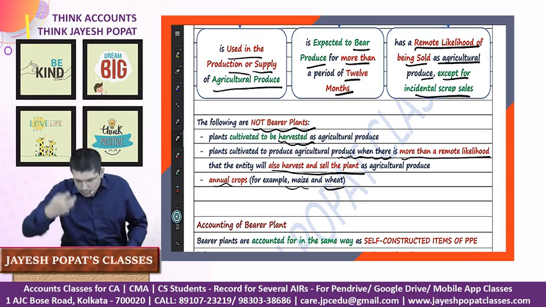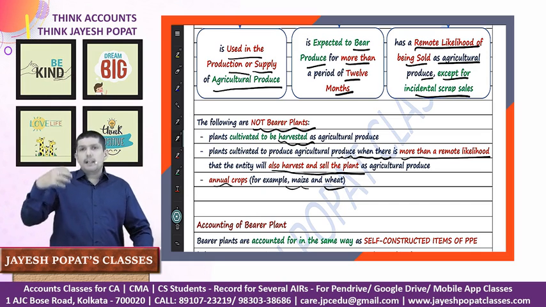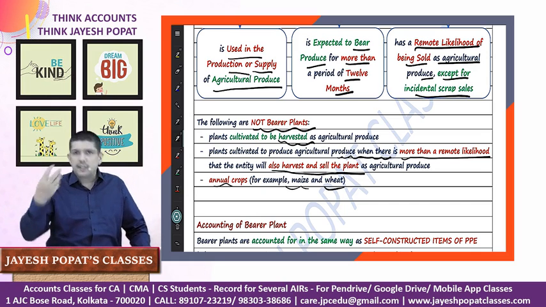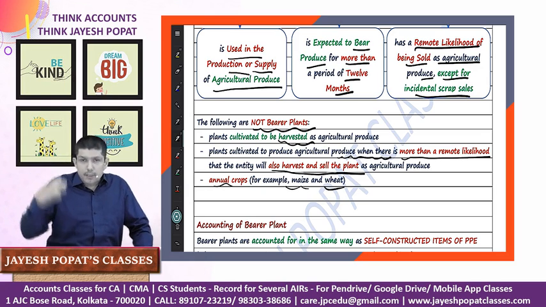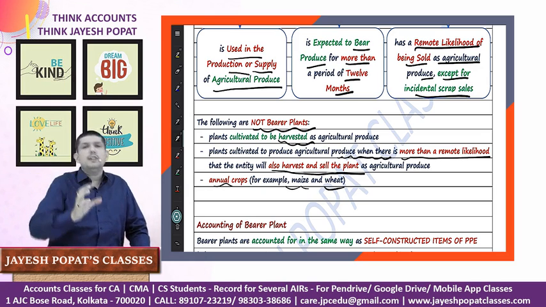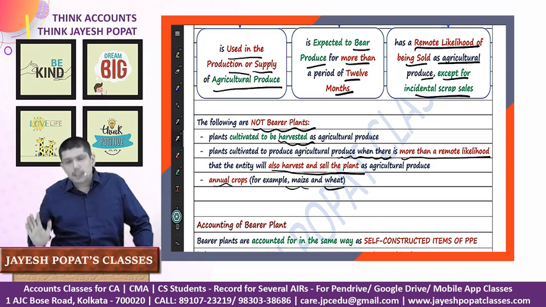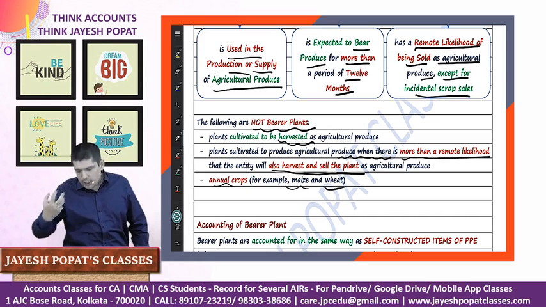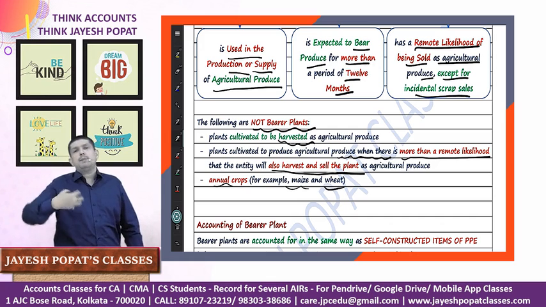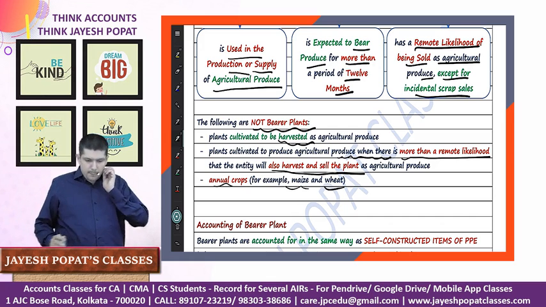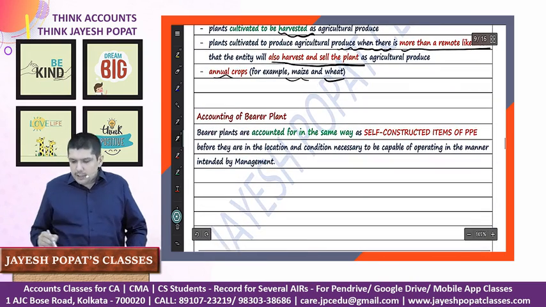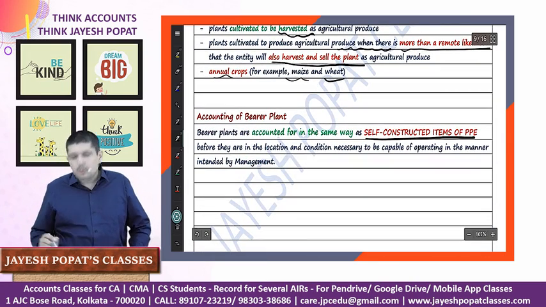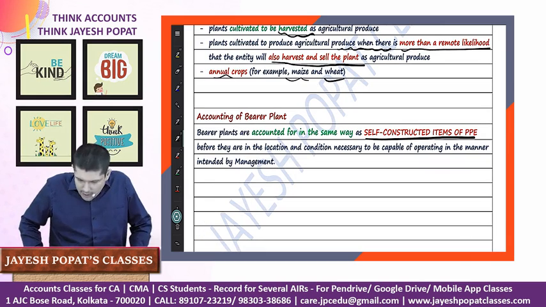The objective of owning that particular plant is that it will bear certain fruits or vegetables, and those fruits or vegetables will be sold off in the market, but that particular plant will not be sold off, except when the useful life of that plant comes to an end, it may be sold off like scrap.